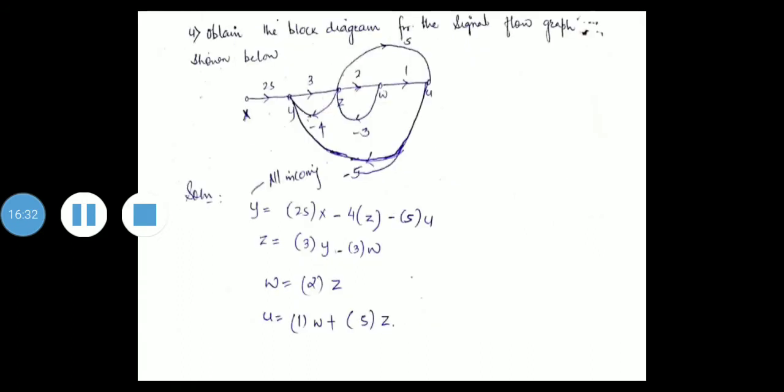We'll take the next problem. Obtain the block diagram for the signal flow graph shown below. So this is the reverse process. The signal flow graph is given, and we have to find the block diagram of that signal flow graph.